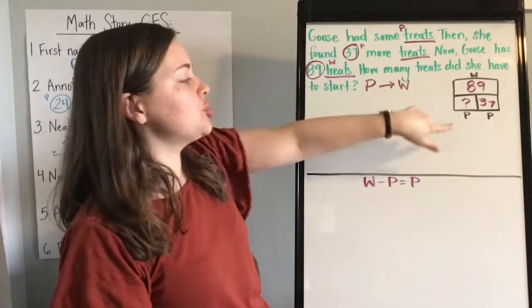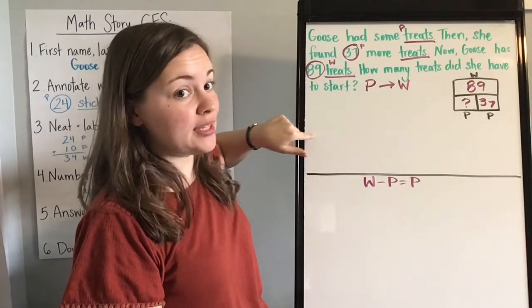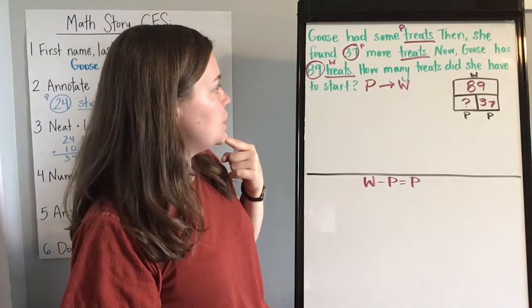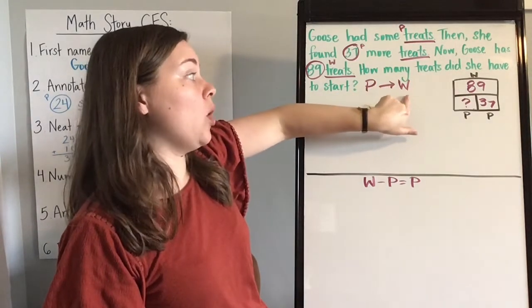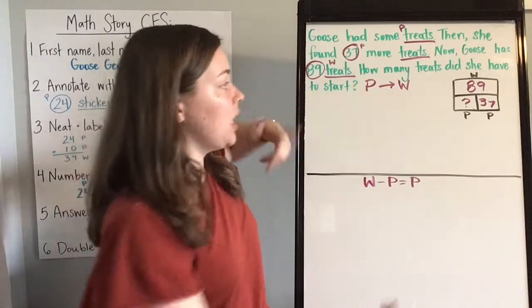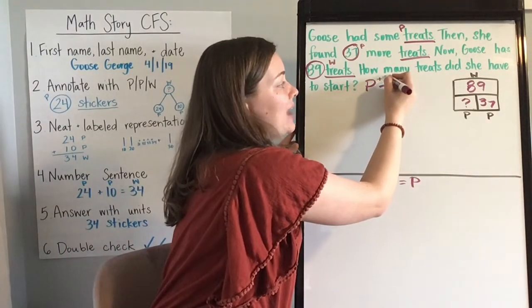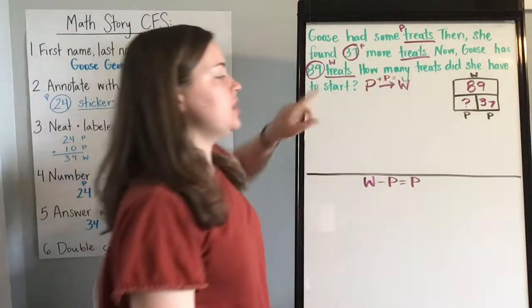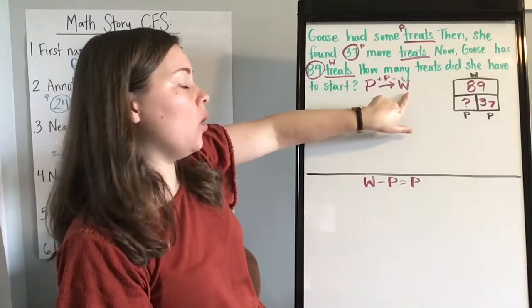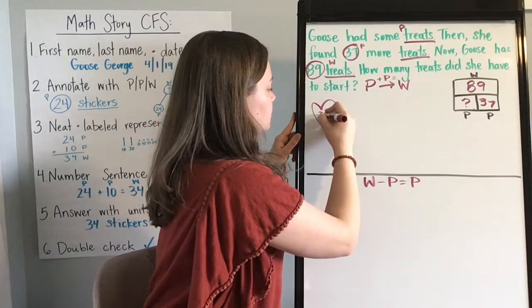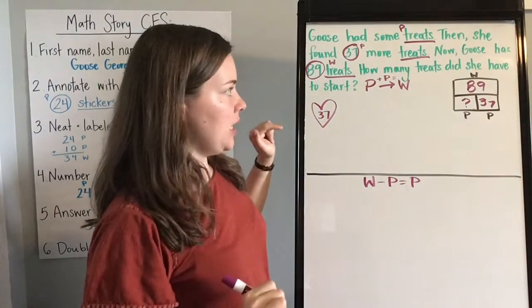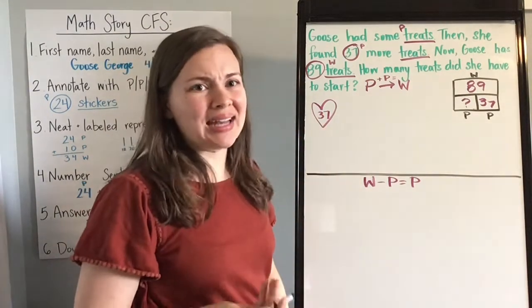I'm going to show you two strategies that I could use to solve this. First, I think I'm going to do the part strategy. So I'm going to start at my part and count on to my whole. However much I go, or however much I add, will be my missing part. So this one is like part plus part equals a whole. So let's see. Let's start at 37, and I want to get all the way to 89.